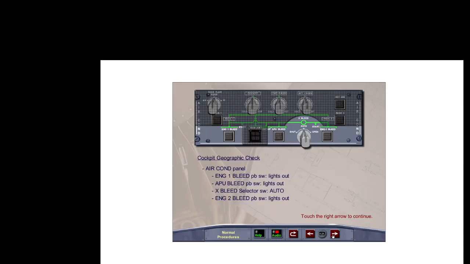During the cockpit geographic check, check that the engine 1 bleed push-button switch lights are extinguished, indicating the switch is on. The APU bleed push-button switch light should be extinguished as the APU is not normally running at this time. Next, check that the cross-bleed selector switch is in auto and the engine 2 bleed push-button switch lights are extinguished.